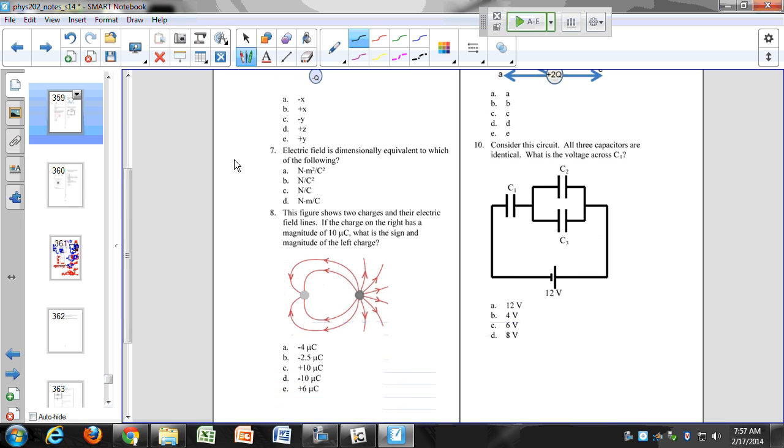Let's try this number 10. Consider this circuit. What is the voltage across C1? C1, 2, and 3 are all the same.